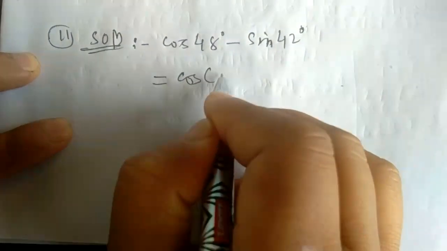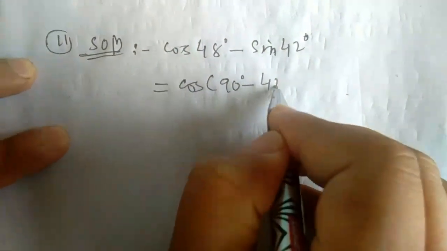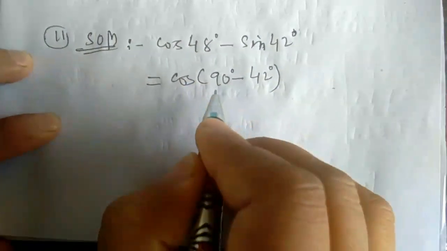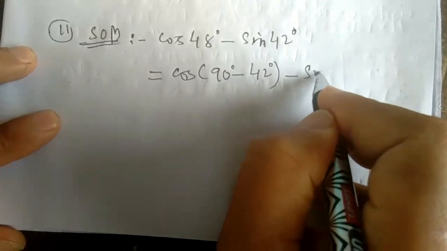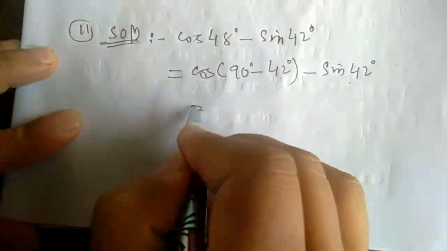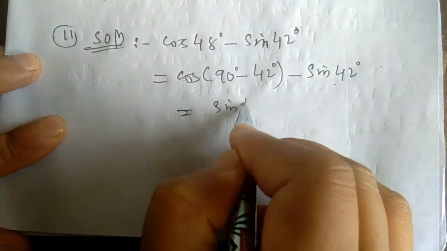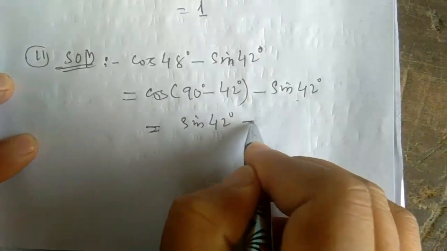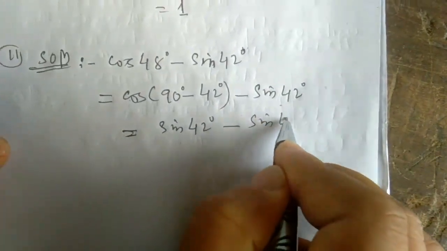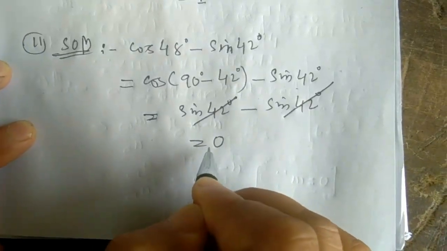Cos, complementary means 90 minus something, 90 degree minus the second one, 42 degree. 90 minus 42 will get 48. Minus, it will remain as it is, sin 42 degree. Cos 90 minus theta, complementary formula, equal to sin theta. Theta means here 42 degree, minus sin 42 degree. Negative, positive cancel, 0. This is the answer.